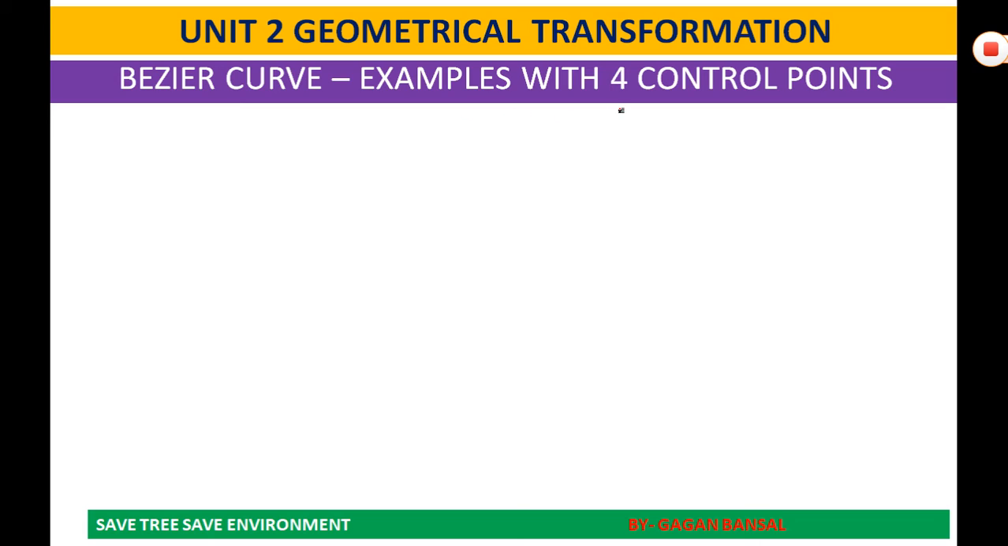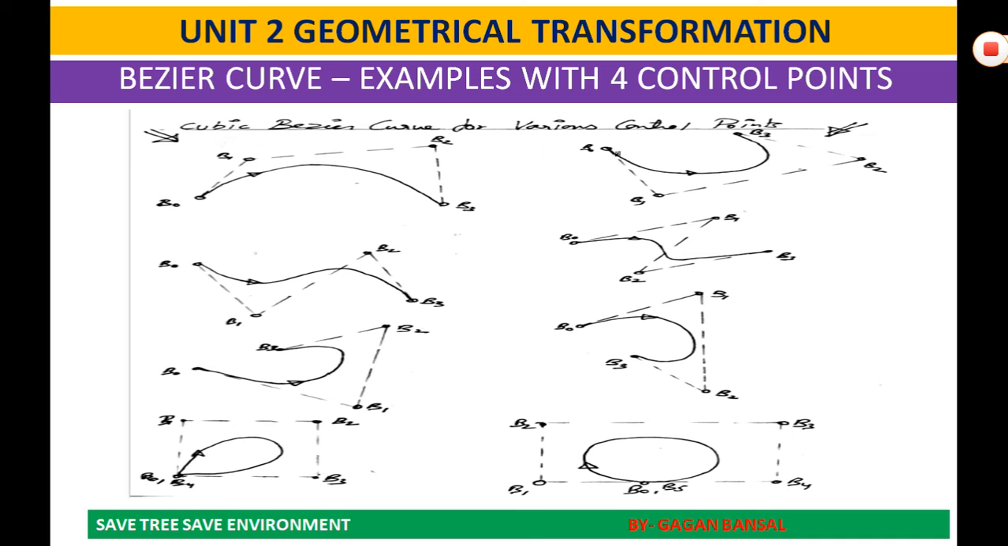Let me show you certain examples related to the Bezier curve with 4 control points. As you can see in this figure, we have a cubic Bezier curve. Cubic means we have 4 control points. In this figure, B0, B1, B2, B3 are the 4 points. As I said, it passes through the first and last control points, whereas it is globally controlled, so the shape is this way. If we change the position of B1 and B2, the shape changes a bit, and since it is globally controlled, the entire curve changes.